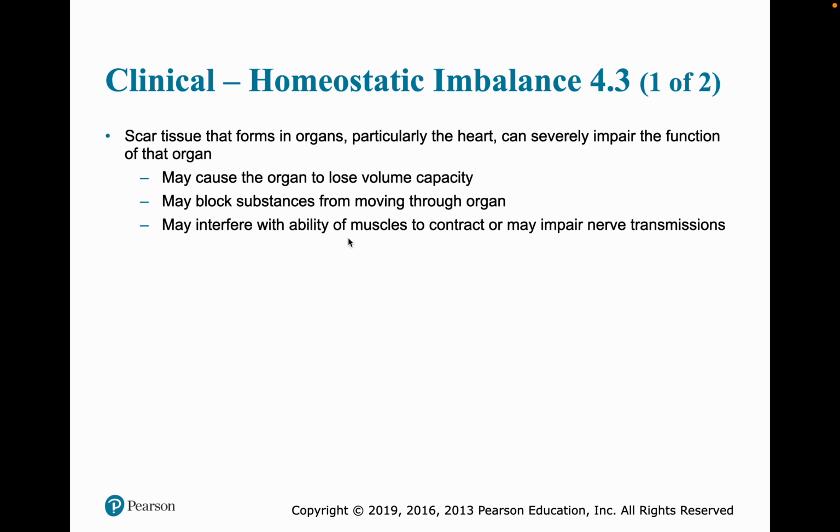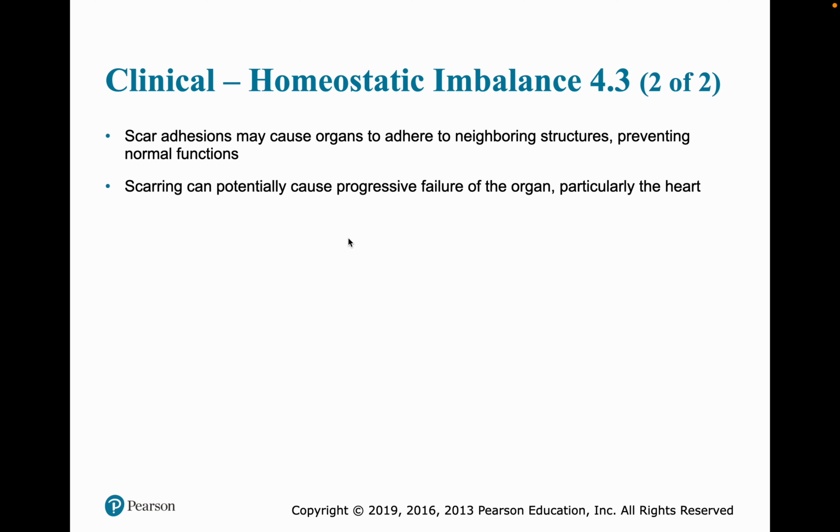Homeostatic imbalances: scar tissue forms in organs, particularly the heart, and it can severely impair function, cause the organ to lose volume capacity, block substances moving through an organ, interfere with the ability of the muscle to contract, or impair nerve transmissions. Lots of things can go wrong. Scar adhesions can cause organs to adhere to neighboring structures, preventing normal function, and scarring can potentially cause progressive failure of the organ, a condition particularly true in the heart.